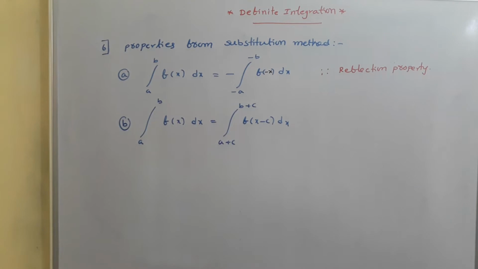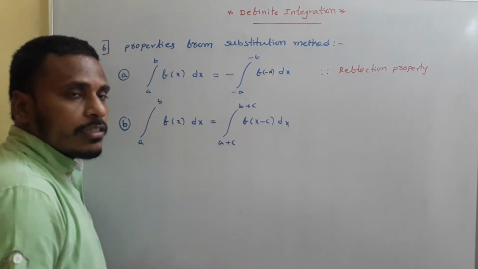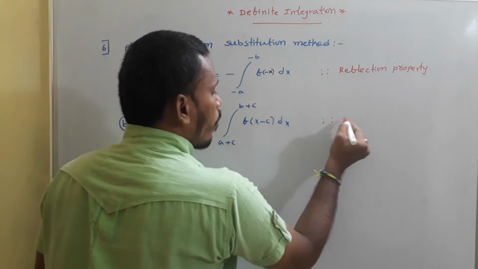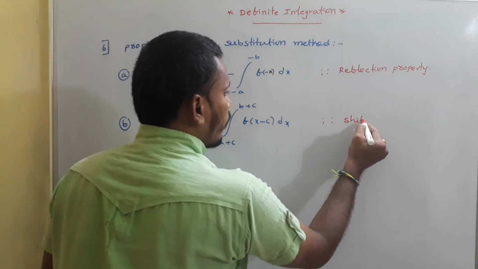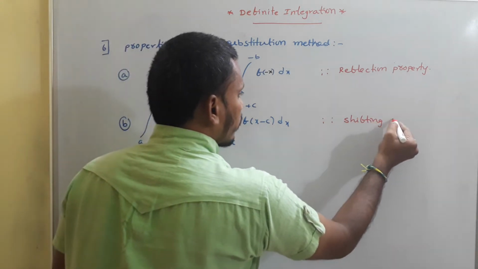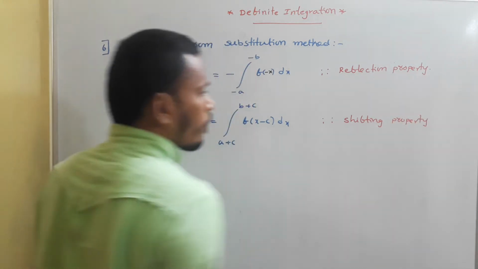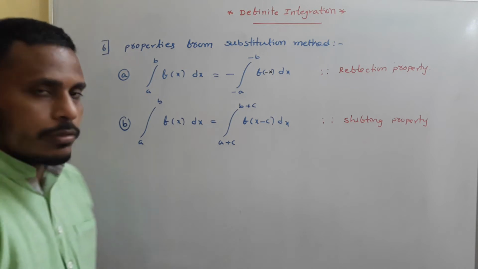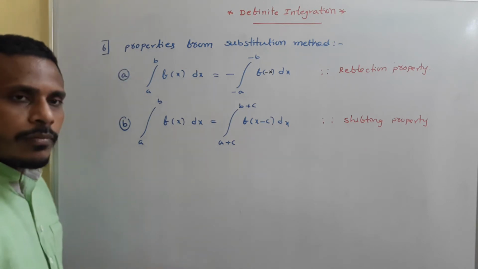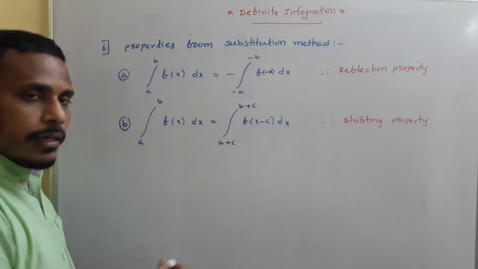Next property, integral a to b f of x dx is equal to integral a plus c to b plus c f of x minus c dx. This property is usually mentioned as the shifting property. Shifting property. Okay, so first of all we just try to prove this algebraically and then think about its graph.